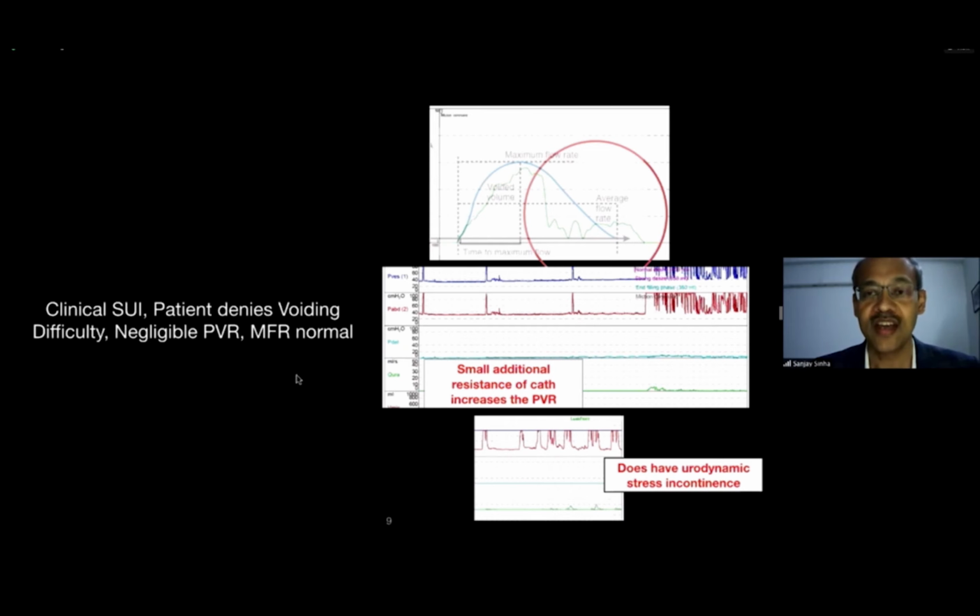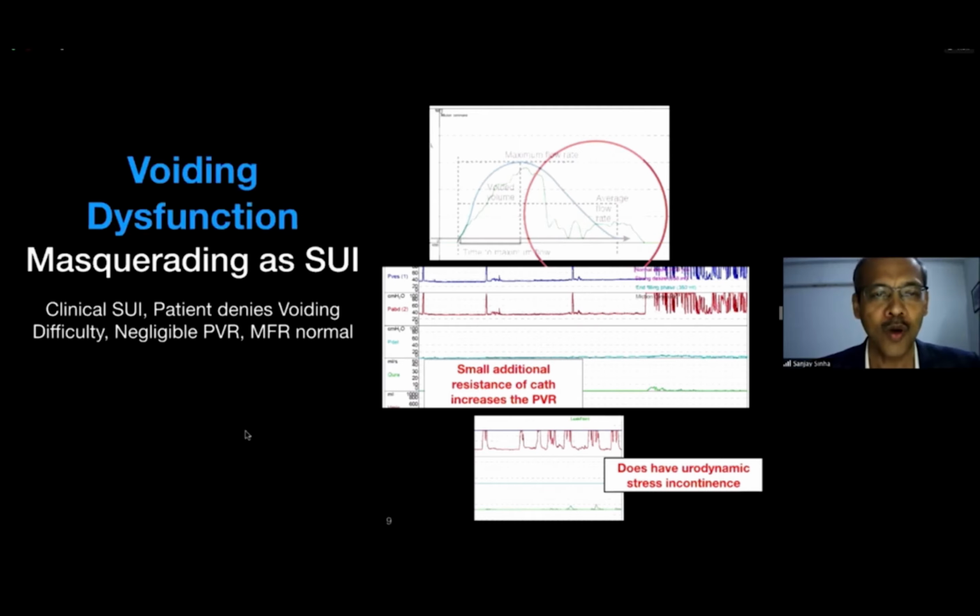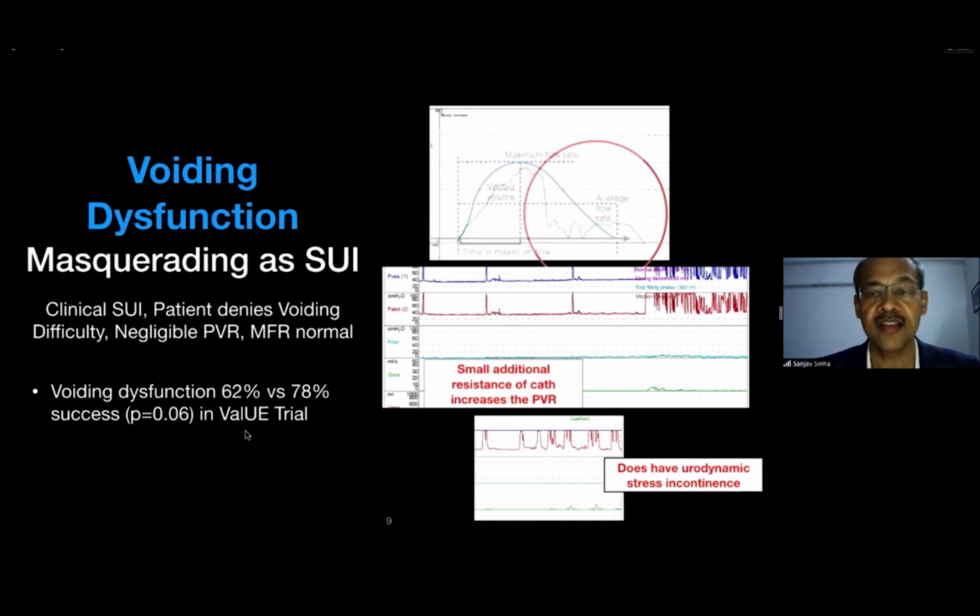So she would, in a loose sense of the definition, fit in with the uncomplicated patient, except when you were to scrutinize this flow trace carefully. What I'm trying to imply here is that it's important to make a careful scrutiny when you apply the definition.